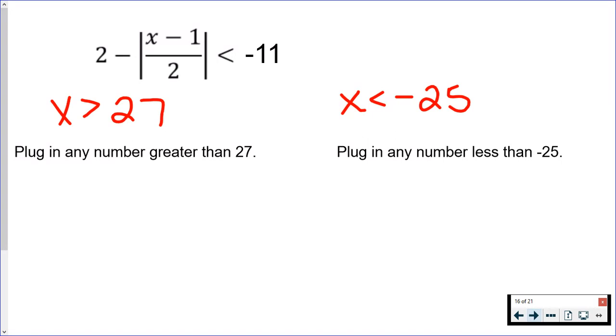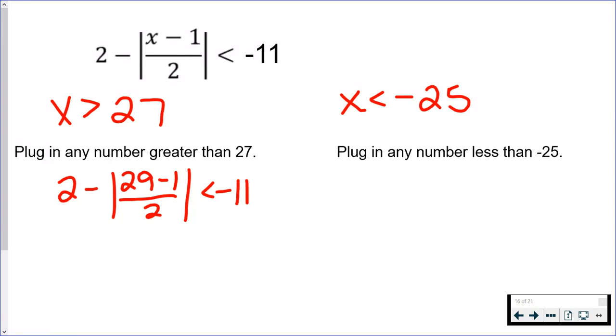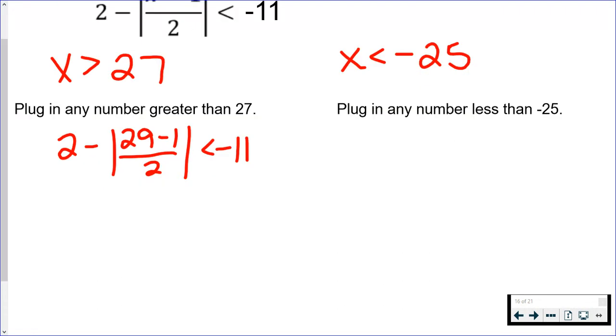So I'll demonstrate with the x is greater than 27. I'm going to plug in 25. Sorry, I can't plug in 25. I'm going to plug in 29 is what I meant to say. Sorry. So I've plugged in 29 because it's a number greater than 27. And the reason I picked 29 is because I know once I subtract 1 and then divide by 2, I'll end up with a whole number. You could have gone with 28, it's fine.